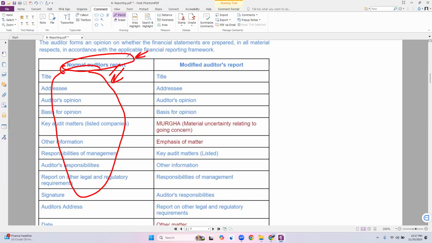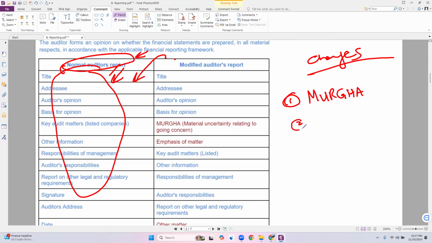But there is another audit report that is quite similar to this one, but with some changes made to it. Specifically, remember these 3 points. Number one, don't ask what this is, because I will explain it in one moment. The Murgha paragraph, M-U-R-G-H-A. The second is the EOM, the emphasis of matter paragraph. Don't write it down, it is written, we will explain it later on. And the third one, the OM paragraph, which is known as the other matter paragraph.